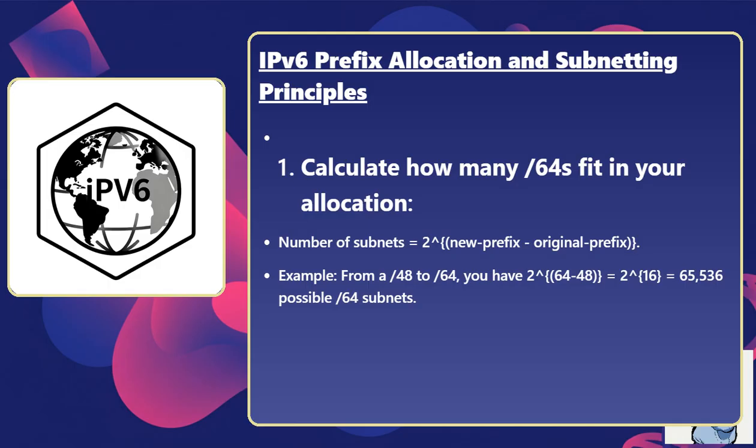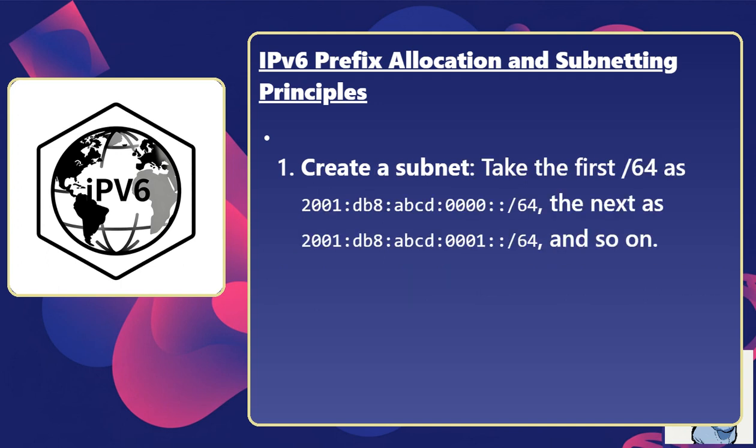Step 2. Calculate how many /64s fit in your allocation. Number of subnets equals 2 to the power of new prefix minus original prefix. Example: from a /48 to /64, you have 2 to the power of 64 minus 48, equals 2 to the power of 16, equals 65,536 possible /64 subnets. Step 3. Create a subnet. Take the first /64 as 2001:db8:abcd:0000::/64, the next as 2001:db8:abcd:0001::/64, and so on.